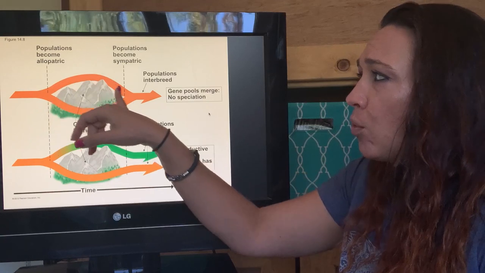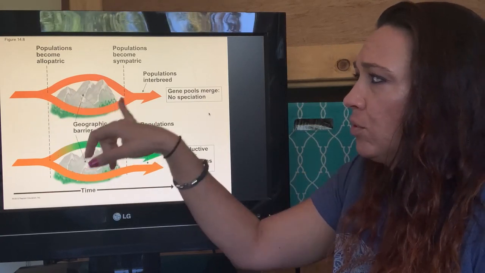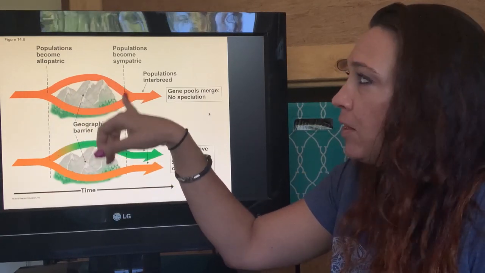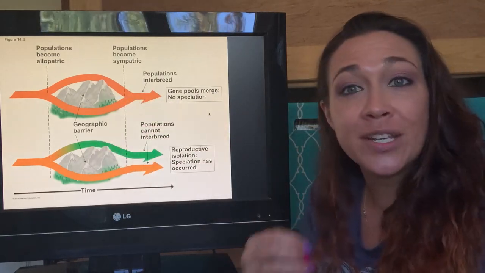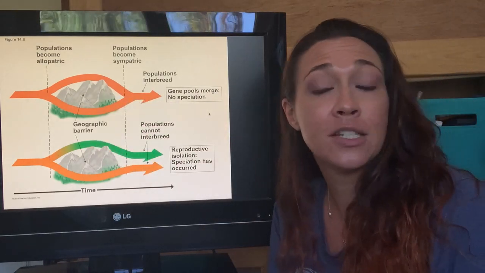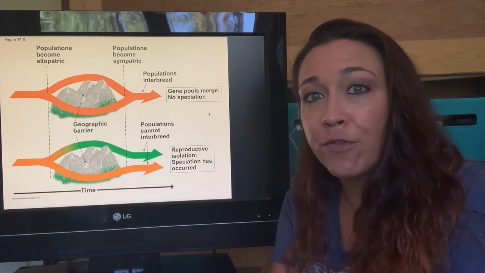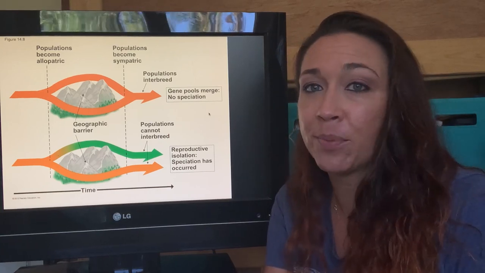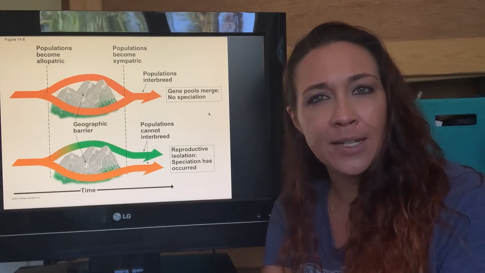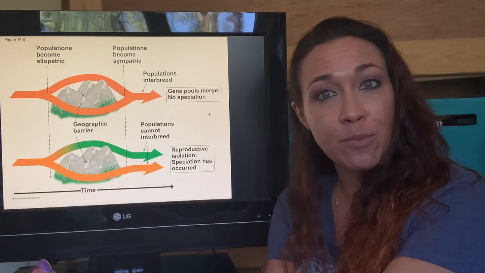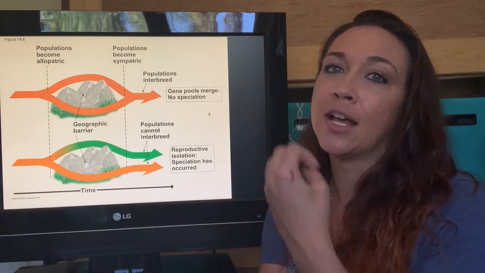Now, if you were to get rid of the barrier and these two populations became sympatric again, meaning in the same place, the populations can still interbreed. They're not speciated. So not every kind of allopatric separation is going to cause speciation. Only when they become so different that they're not able to reproduce anymore are they finally a separate species.